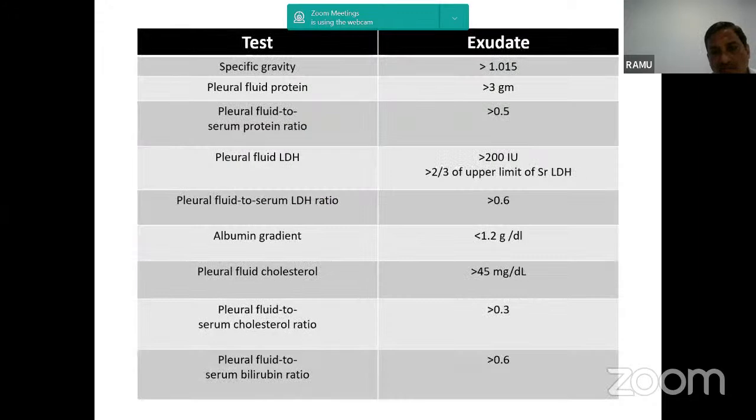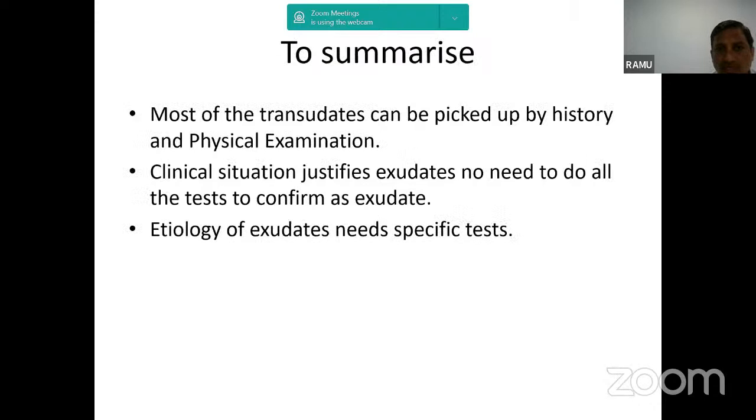These are the other baseline values which can tell us whether the pleural fluid is an exudate. For specific gravity, if it is more than 1.015, then it is an exudate. Pleural fluid protein I have already mentioned. The albumin gradient is less than 1.2, cholesterol more than 45, pleural fluid to serum cholesterol ratio more than 0.3, and pleural fluid to serum albumin ratio more than 0.6.